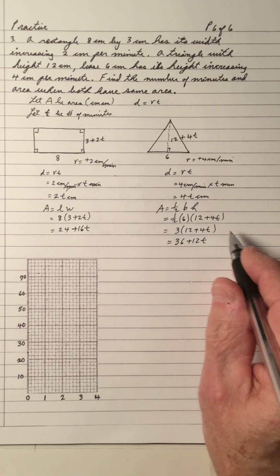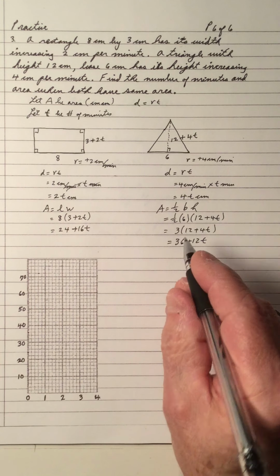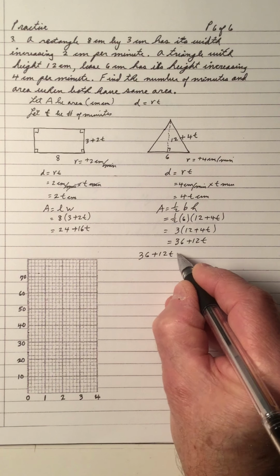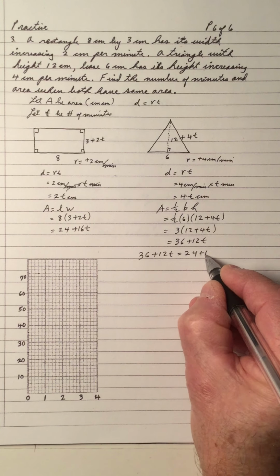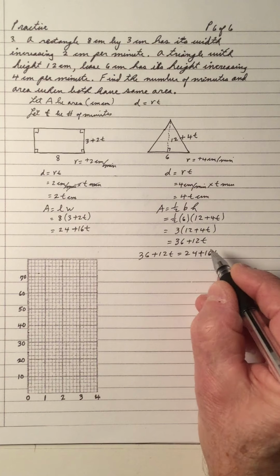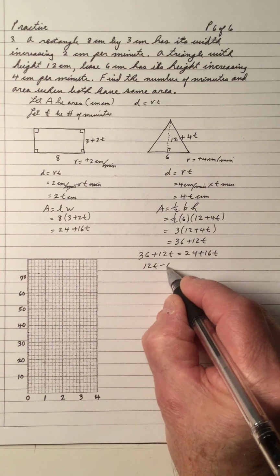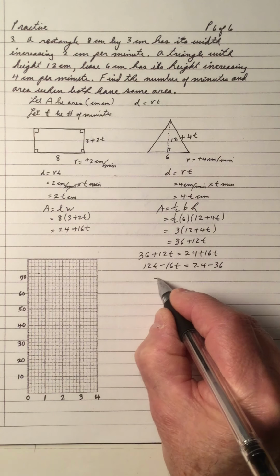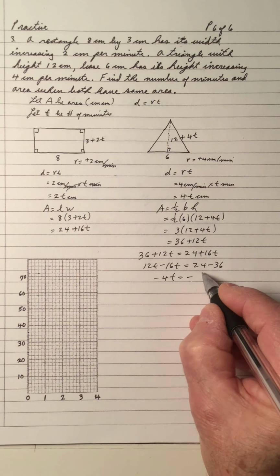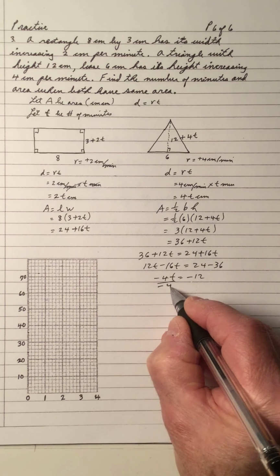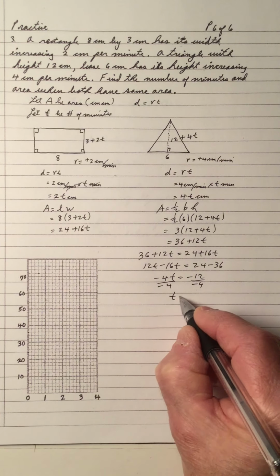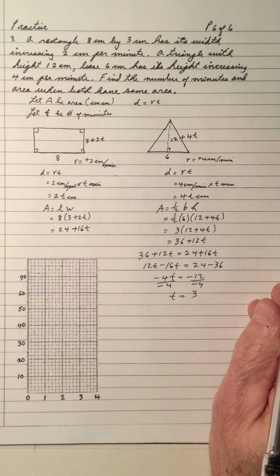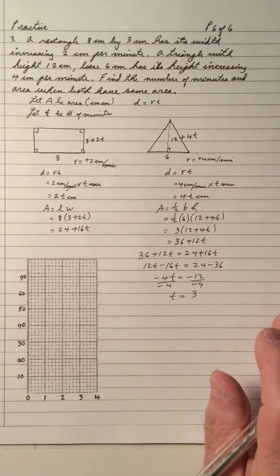Now, both of these areas are going to be the same. So we can let 36 plus 12t equal 24 plus 16t. So 12t minus 16t equals 24 minus 36. Negative 4t equals negative 12. Divide by negative 4, and t is 3. So after 3 minutes, both of these will have the same area.